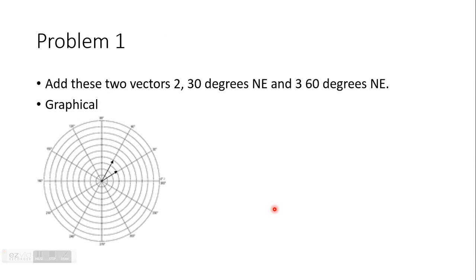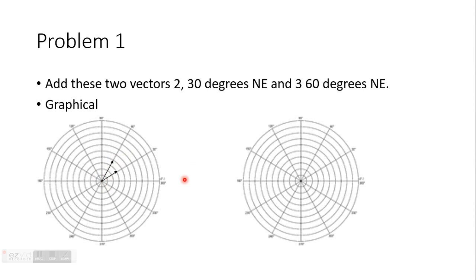So let's start working on some problems. Add these two vectors, 2 at 30 degrees northeast and 3 at 60 degrees northeast. I'm going to work through this one both graphically and numerically, but in the future I'm just going to do it numerically. So here's our first vector, 2 at 30 degrees and 3 at 60 degrees. And so I take our graph and I construct the two, and then I connect it like so, and there's our new vector.